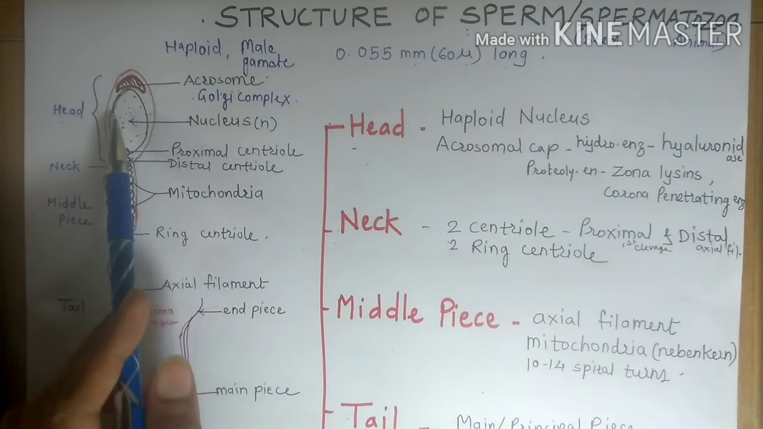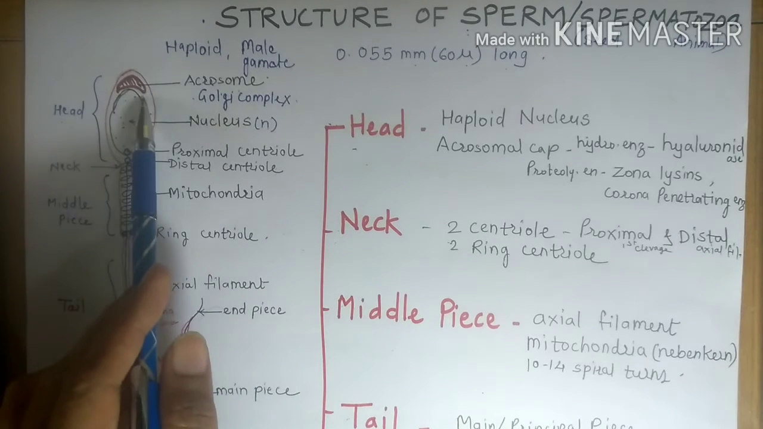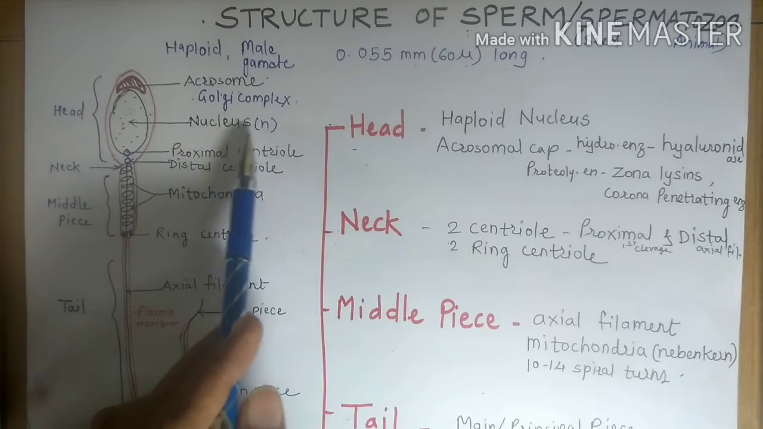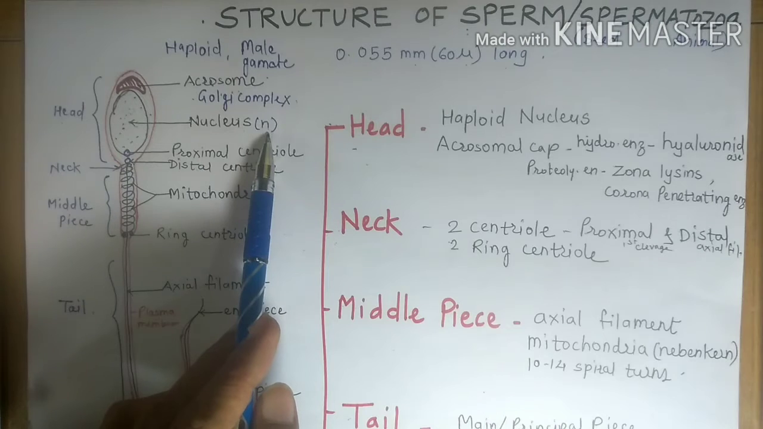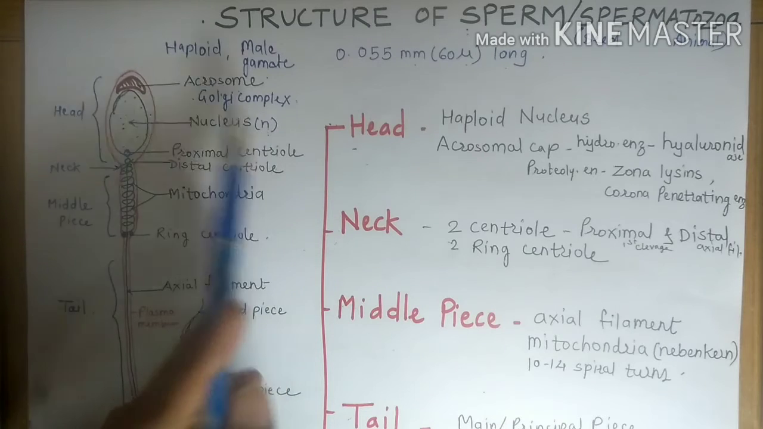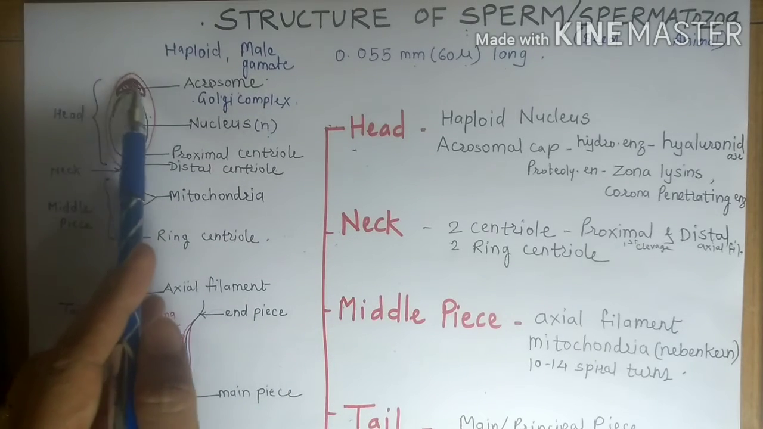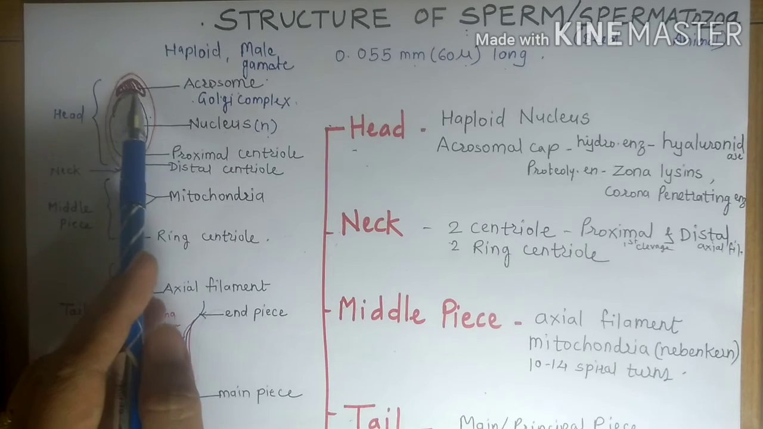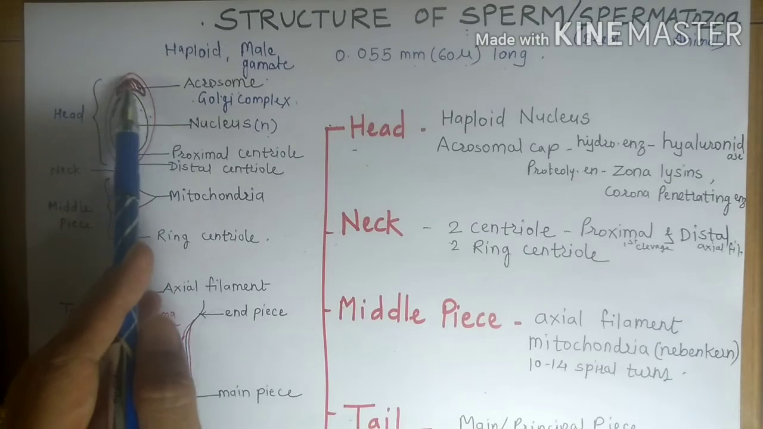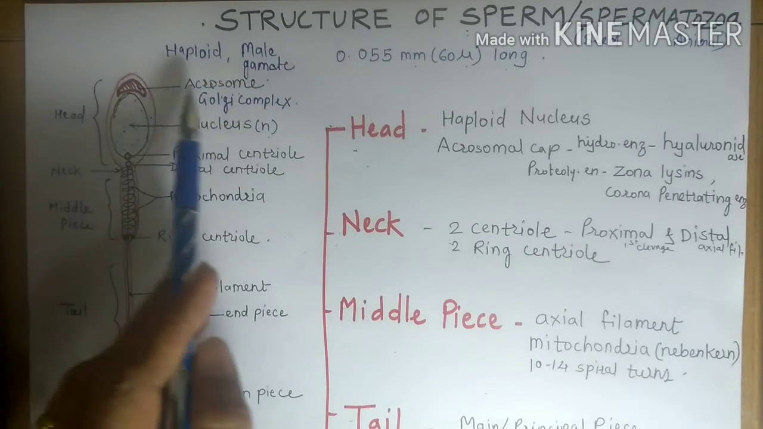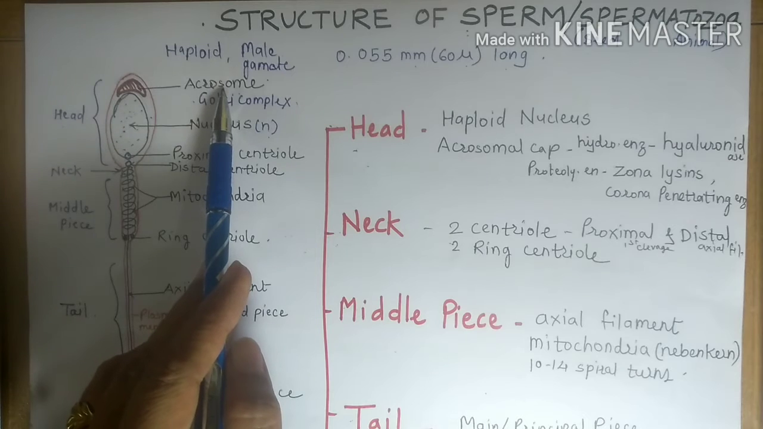The head part mainly consists of the nucleus. The nucleus is of course a haploid structure; as it is a gamete, it contains half the number of chromosomes. On the upper part of the nucleus, on the proximal part, you can say on the head of the nucleus, a cap-like structure is present. It is called the acrosome.